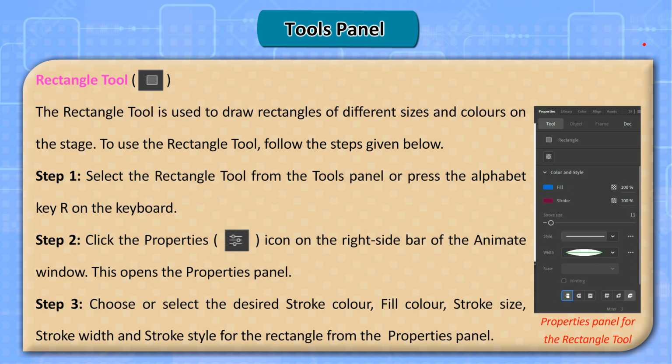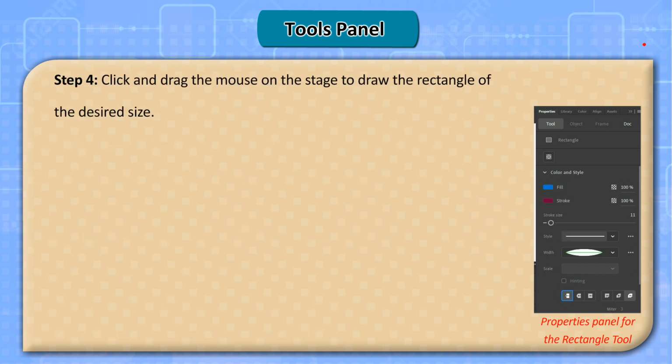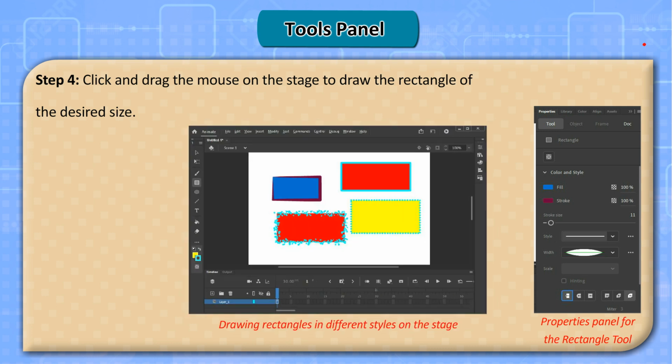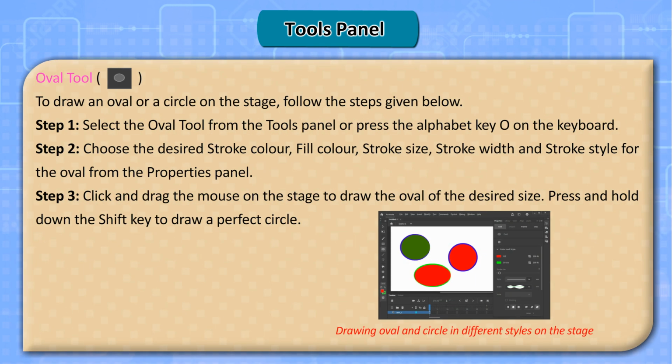Step 3. Choose or select the desired stroke color, fill color, stroke size, stroke width and stroke style for the rectangle from the Properties panel. Step 4. Click and drag the mouse on the stage to draw the rectangle of the desired size. Properties panel for the Rectangle tool. Drawing rectangles in different styles.